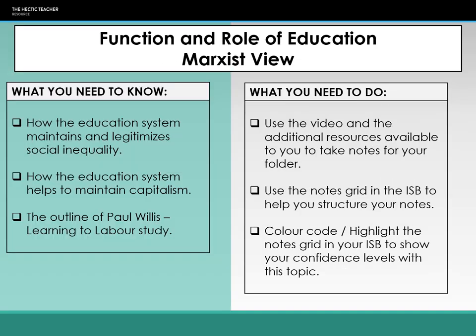Okay, so just to reiterate then, we've gone through how the education system maintains and legitimizes social inequality. We've explained how it maintains capitalism, and we've used the Paul Willis study to evaluate the Marxist view of education. So your task is, once you've taken your notes for your folders, and again, how you do that is completely up to you, color code and highlight the notes grid in your ISB according to your levels of confidence with this topic on the different sections. And when you've done that, click submit on the assignment so that I can go and have a look, so I can see any patterns across the class about anything that I need to go into more detail.